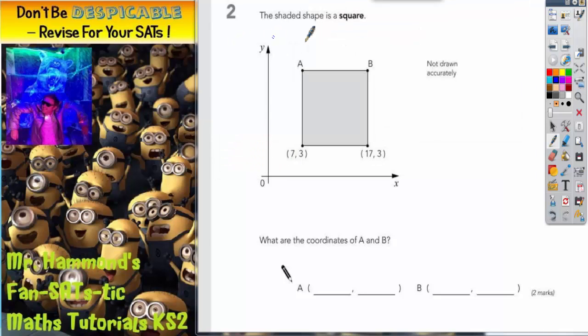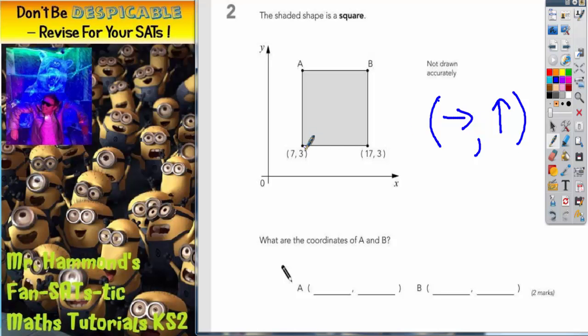Question 2. The shaded shape is a square. This question is obviously about coordinates because we can see 2 coordinates there. And we're getting asked to find the coordinates of A and B. Well, remember, with any coordinate question, the number before the comma is how far along the corridor you go, and the number after the comma is how far up the stairs you go. Along the corridor and up the stairs.